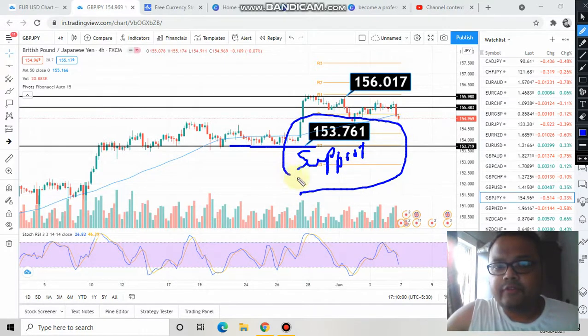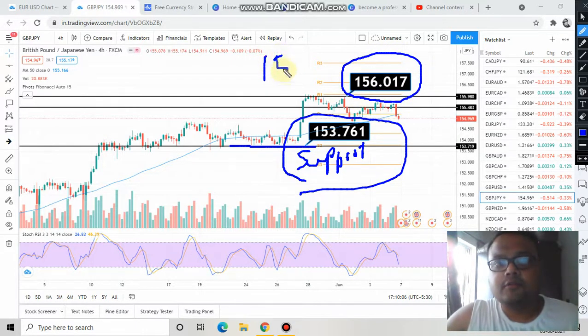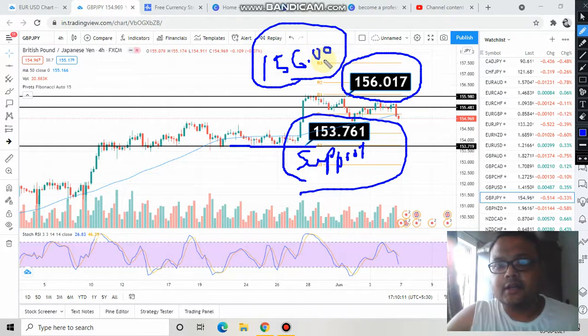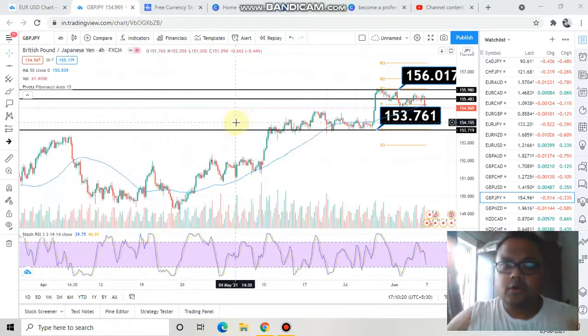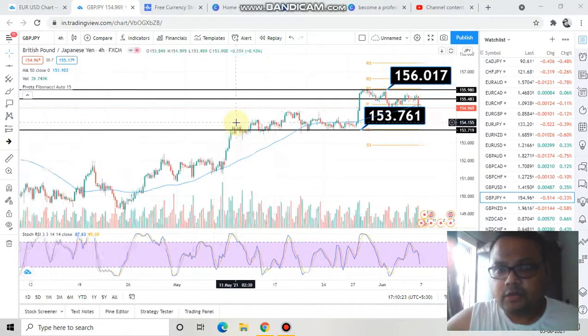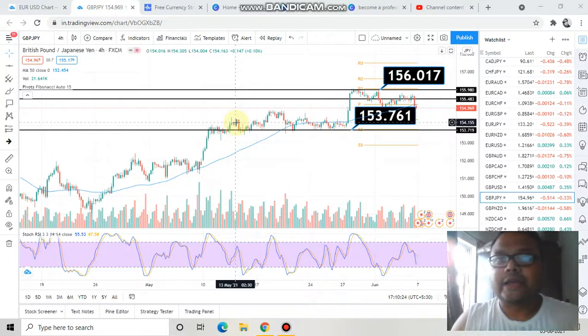153.76 is the support on the chart, and you can see that we have got 156.00 as the resistance on the upside. So these two are the main crucial levels on the GBP JPY chart as of now. If we look at the overall chart, we can easily see that overall the trend of the market is towards the upside. Market is in an uptrend, which means that market is bullish.